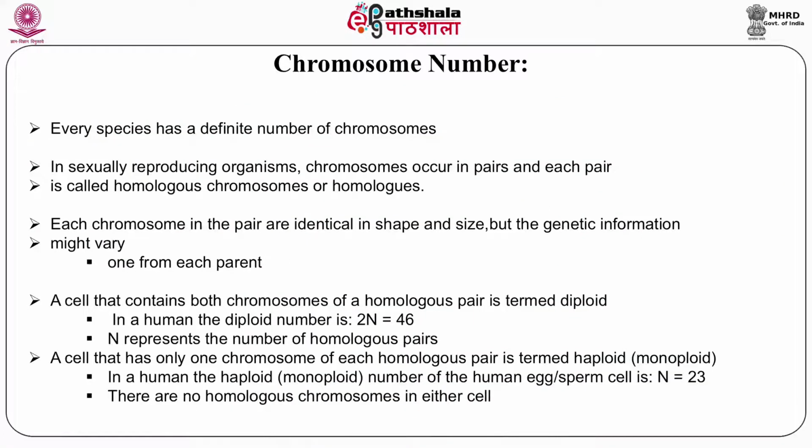In a human, the diploid number is 2n, which is equal to 46. n represents the number of homologous pairs. A cell that has only one chromosome of each homologous pair is termed haploid or monoploid. In humans, the haploid or monoploid number of a human egg or sperm cell is n equals 23. There are no homologous chromosomes in either cell.